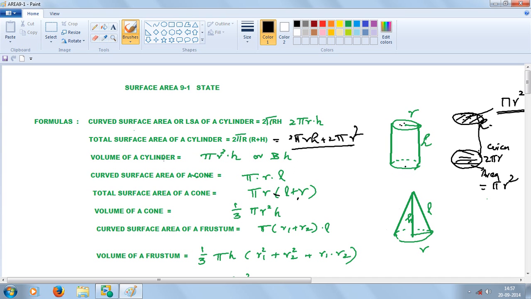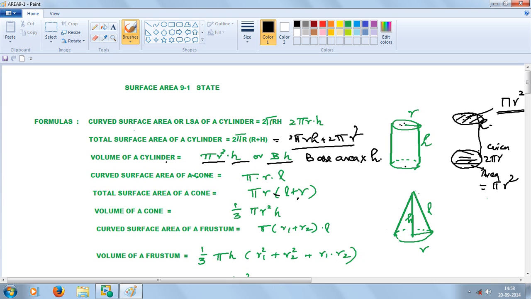So what is the volume of a cylinder? The area of this circle is pi r square, multiplied by its height is its volume. So pi r square is the area multiplied by its height. Area times height. Or it can be written as B into H, where B is the base area. You can remember this as base area multiplied by its height.